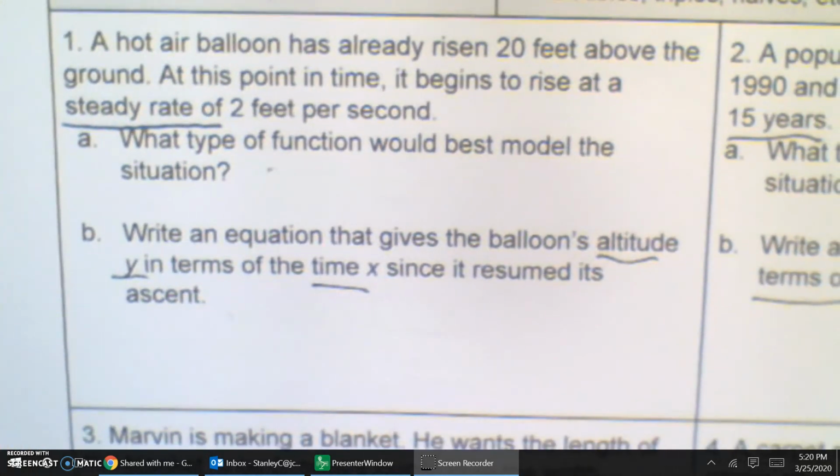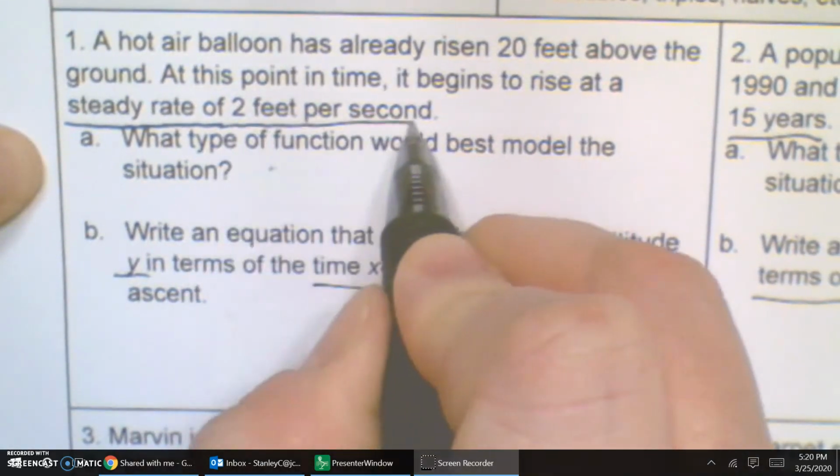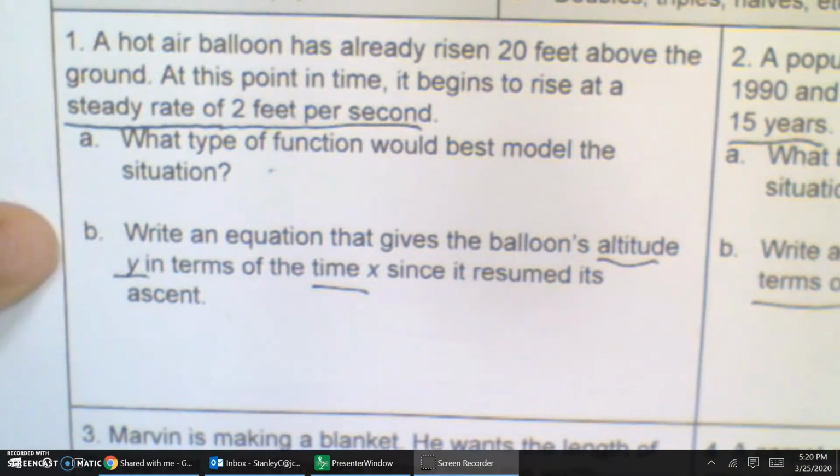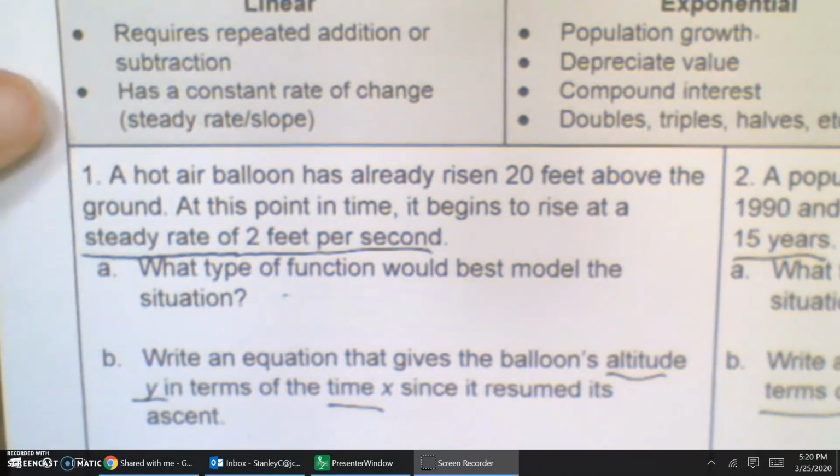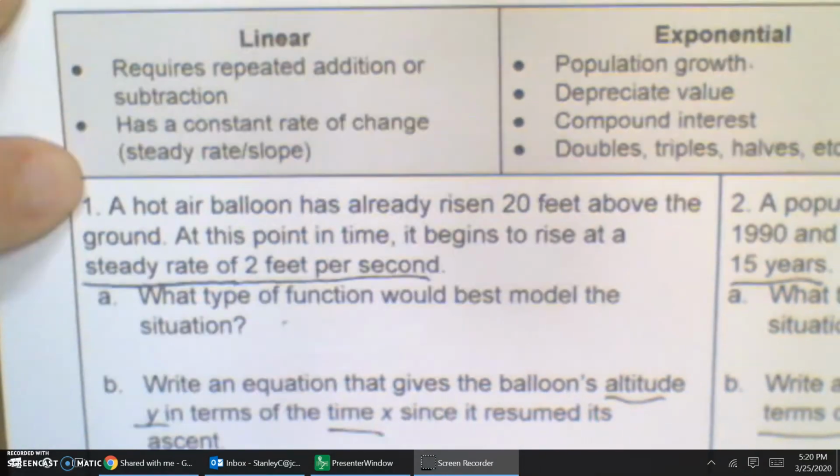Number 1, a hot air balloon has already risen 20 feet above the ground. At this point in time, it begins to rise at a steady rate of 2 feet per second. Part A, what type of function would best model the situation? We have a steady rate, so this would be linear.